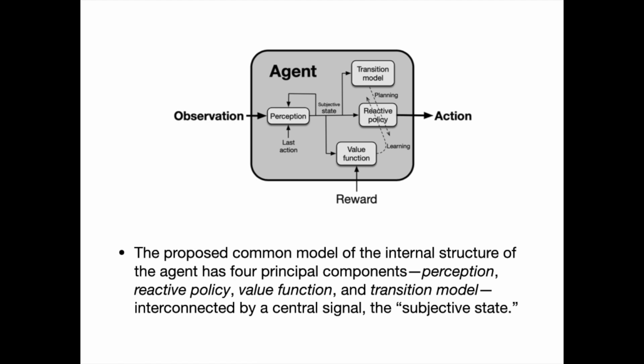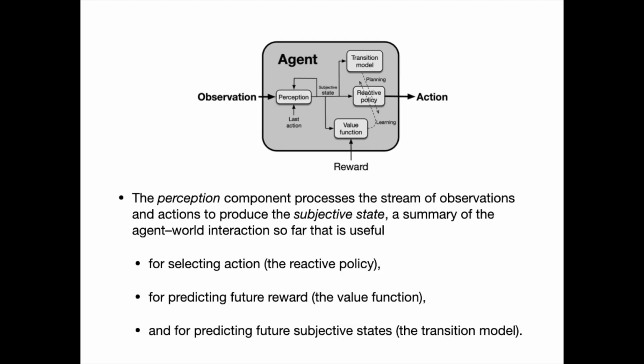The proposed common model of the internal structure of the agent has four principal components: perception, reactive policy, value function, and transition model, interconnected by a central signal, the subjective state. The perception component processes the stream of observations and actions to produce the subjective state, a summary of the agent-world interaction so far that is useful for selecting action; the reactive policy, for predicting future reward; the value function, and for predicting future subjective states, the transition model.